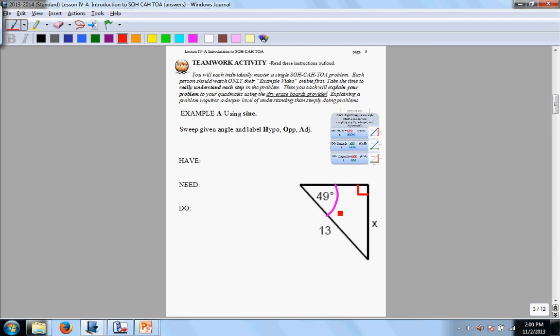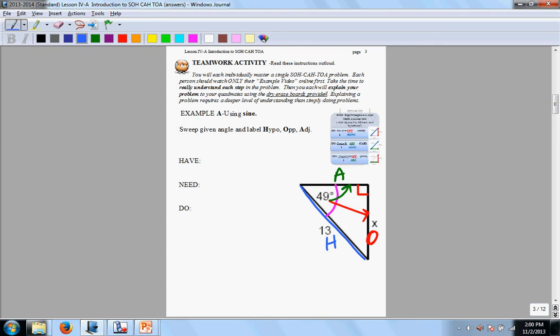From there, you're going to label the opposite side, which is this X. So I'm going to label O for opposite. Next to the 49, but not the hypo, is the adjacent. So that's your adjacent. That's A. And then, of course, 13 is your hypo, which is across from the right angle. So that's hypo. Now you're going to work through have, need, and do.